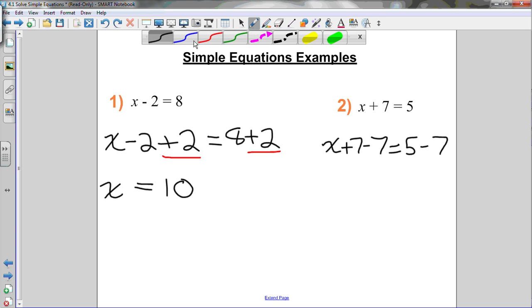You'll see how I did the exact same operation. I subtracted 7 from both sides of the equation. That kept it balanced. So the left side is still equal to the right side because I did the same operation to both sides.